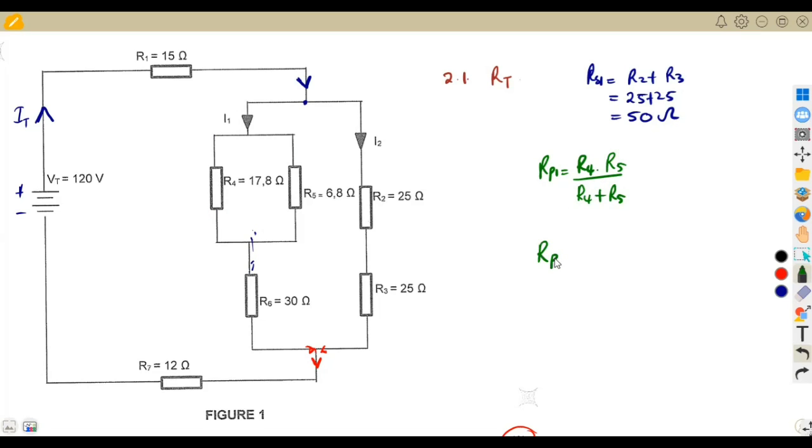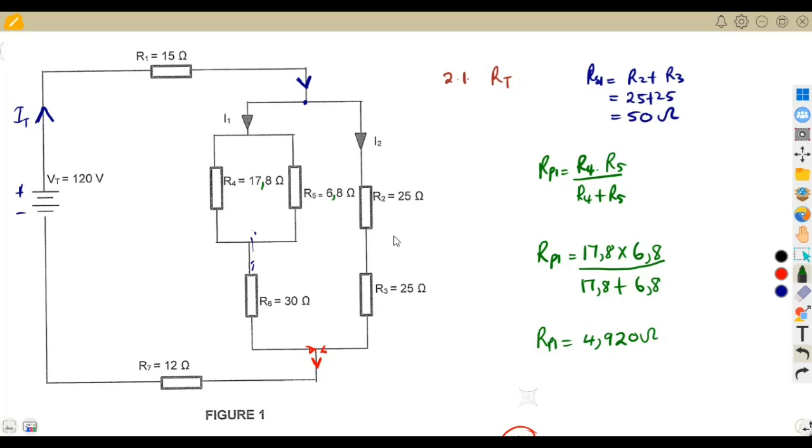So RP1 is 17.8 times 6.8, everything over the sum, so you add 17.8 plus 6.8. That gives us the first parallel combination of these two, which in this case was 4.920, something like that, if you change to the three decimal place concept.